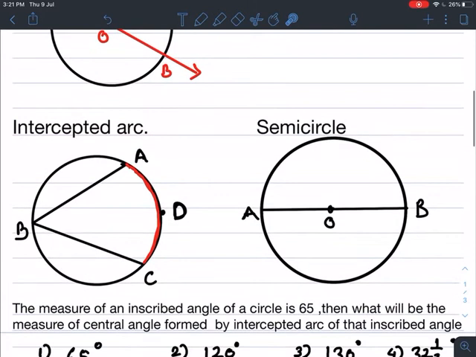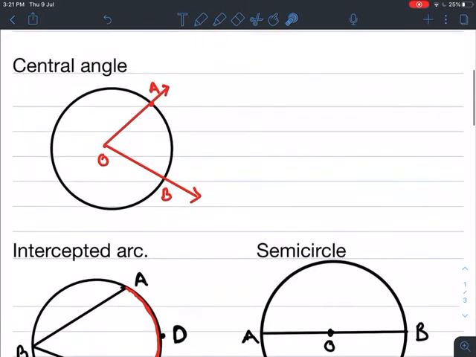Now, the next term is intercepted arc. If we observe angle ABC, you know angle ABC is called an inscribed angle. So, angle ABC intercepts arc ADC. An arc is nothing but a part of the circle. This is the smaller portion, it is called the minor arc. This is the bigger portion of the circle, it is called the major arc. So, angle ABC intercepts arc ADC. So, arc ADC is called the intercepted arc by angle ABC.